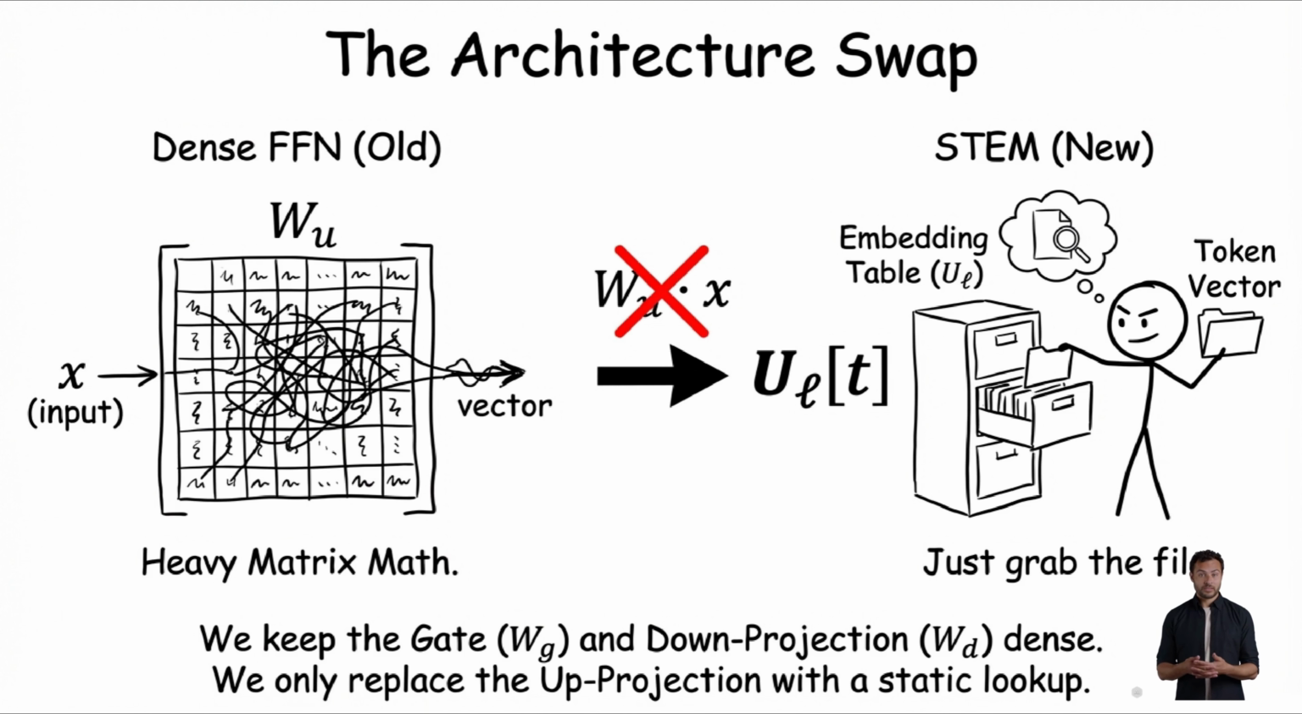Notice what does not change. The gate matrix WG stays dense and learned, so the model can still modulate features based on the current hidden state. And the down projection WZ also remains a standard dense matrix to map back to the model dimension. Only the up projection is replaced by the lookup.